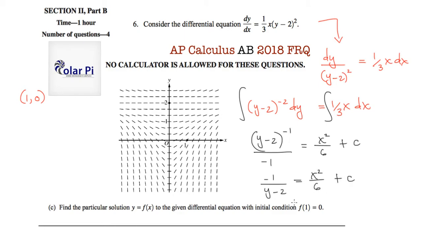Okay, cool. Now, since we have this initial condition, at this point, if we so chose, we can find c, and I'm going to do that right now. So I'm going to plug in 0 for y right here, and then 1 for x right here, so I can solve for c. So if I do that, I'm going to get on the left side negative 1 divided by 0 minus 2, which is just negative 2, equals, and then on the right side, x is 1, so I'll have a 1/6 plus c.